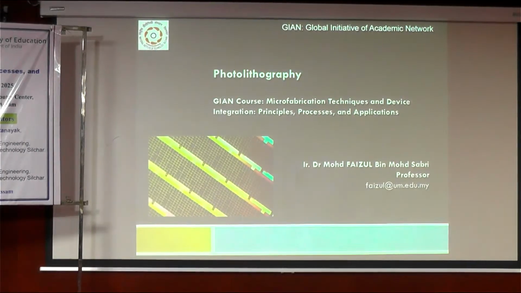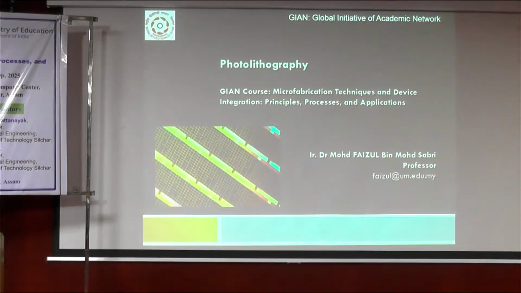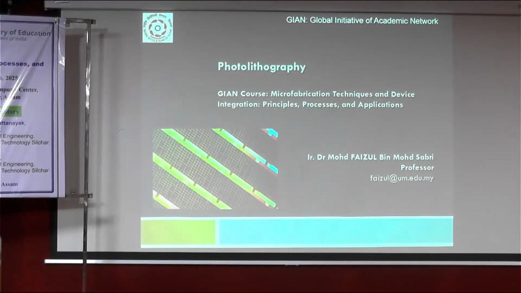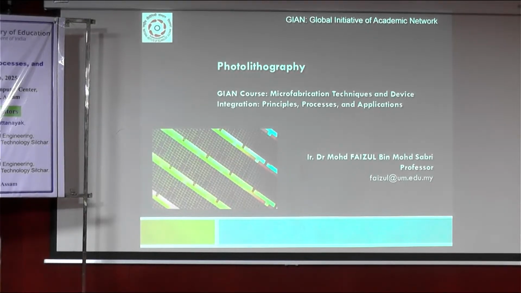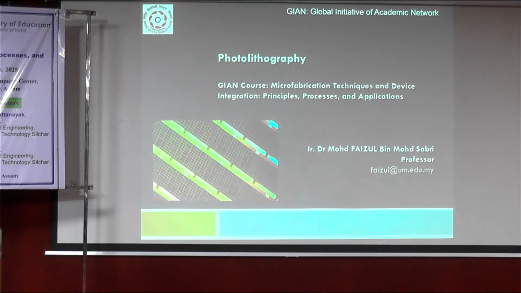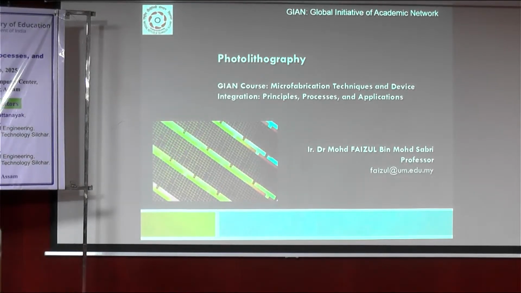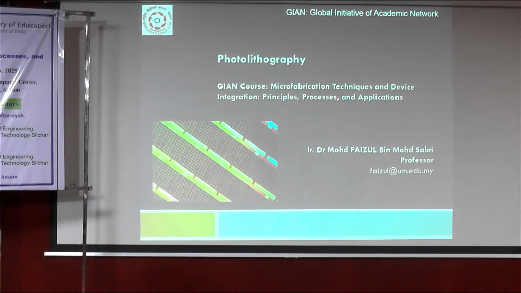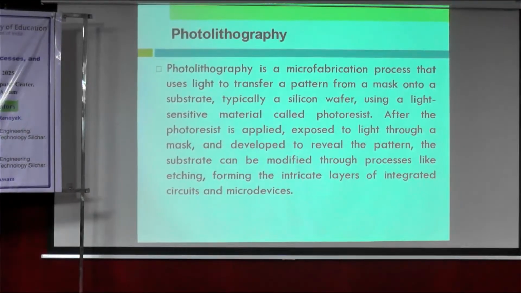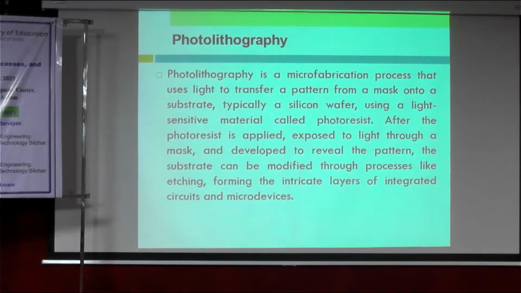So photolithography is a common process for the semiconductor fabrication and also used in MEMS fabrication. So the extension of the semiconductor being used in MEMS to make the microstructure in 3D also has photolithography as part of the process. So what is photolithography? We look into the definition of photolithography and then we look into the details of photolithography.